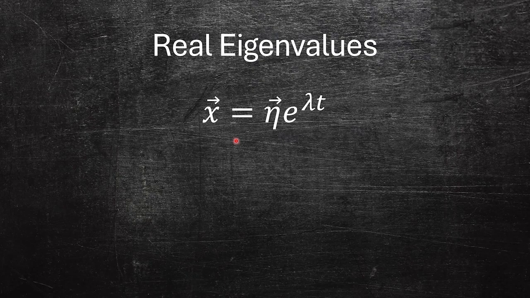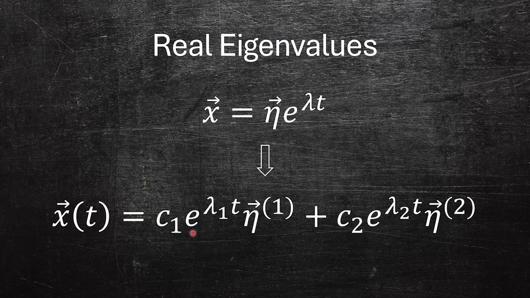Taking our general form, this is what it looks like in terms of real eigenvalues, okay? We have eta here and lambda here. And we have these two parts because we're going to have two equations, okay? Let's look at how we apply that in an example.